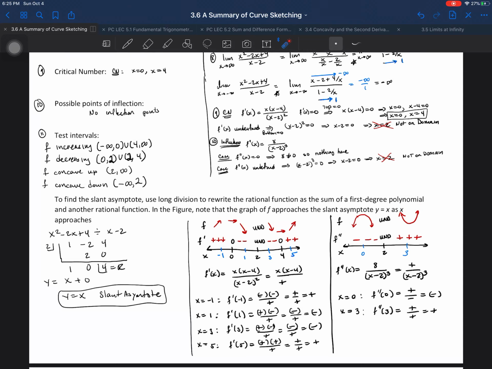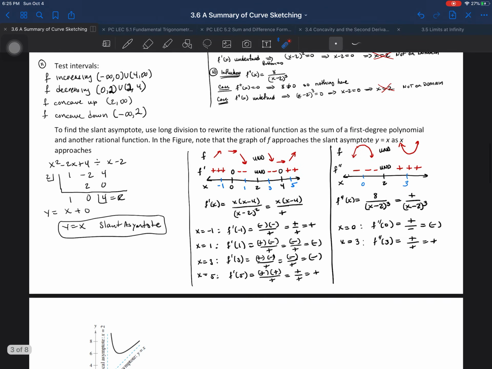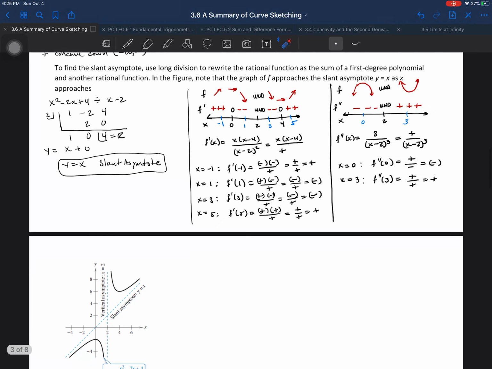So we're going to have concave up from 2 to infinity. Concave up, right? The cave is facing up. It's going to be concave down, the cave is facing down, from negative infinity to 2. And there you go, right? So now we have all the information that we need to be able to graph our function.